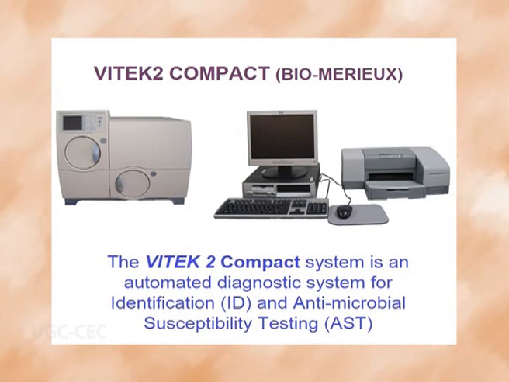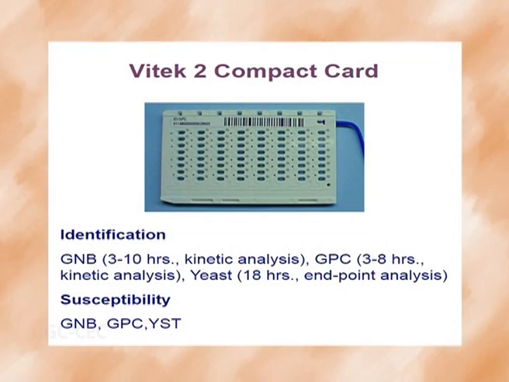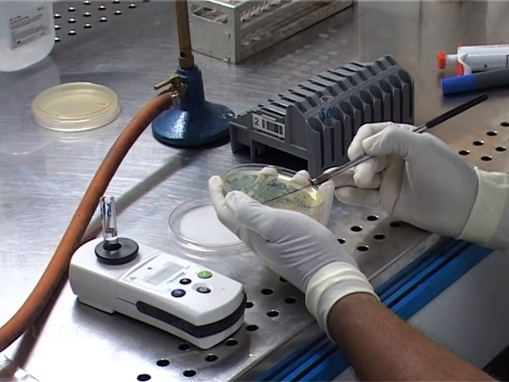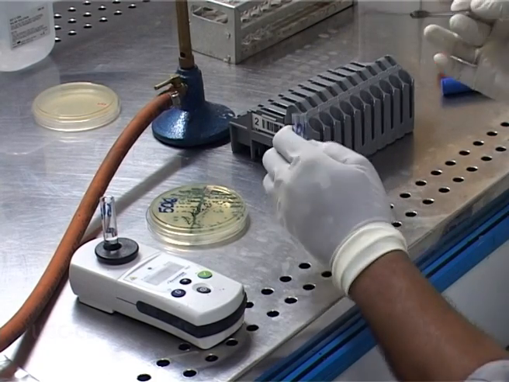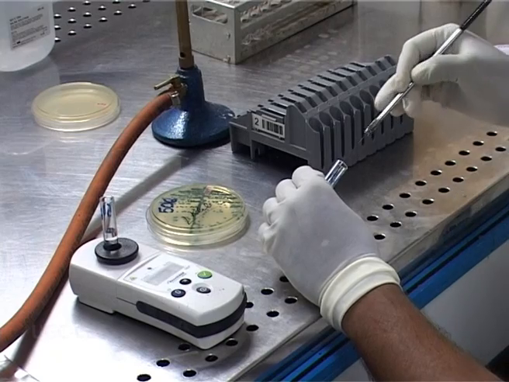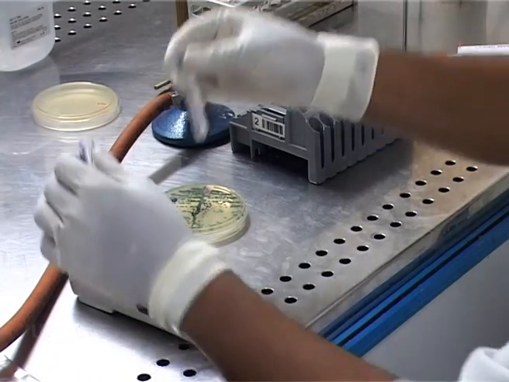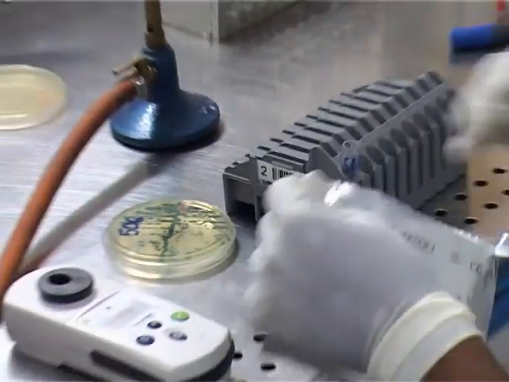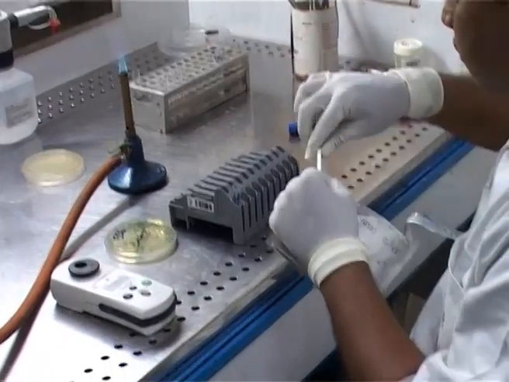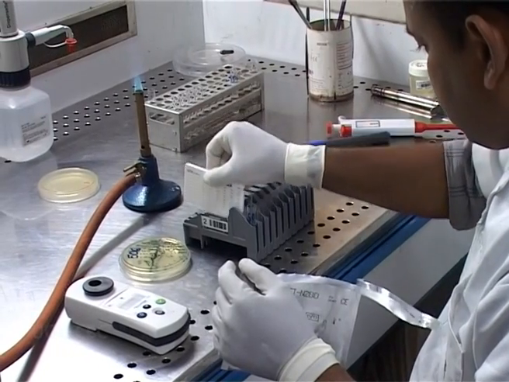And this is a very compact and very user-friendly system. This is a Vitek 2 compact card. There are two separate cards, one for identification and one for sensitivity. With identification, we can detect the organisms: gram-negative bacilli, gram-positive cocci, and the yeasts also, particularly Candida and Cryptococcus species. And susceptibility cards are also available to perform the susceptibility testing.